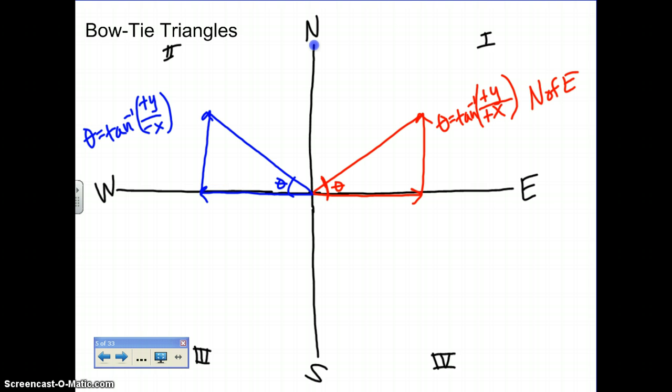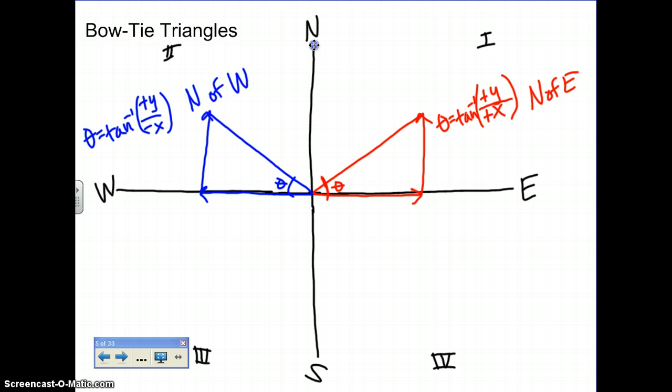Okay, so which vector did you draw second? Did you draw west second or did you draw north second? Well, you drew north second. So this one is going to be north of west. Make sense? Okay, let's move down to our next one.